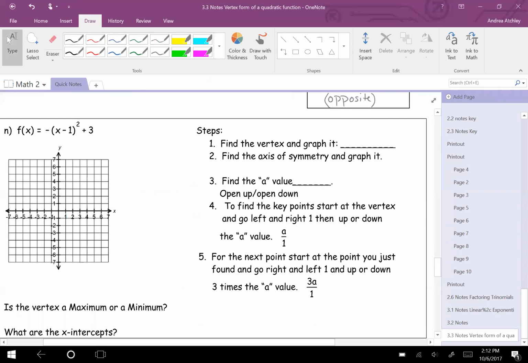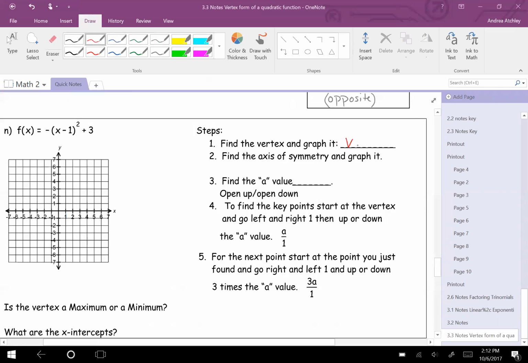Okay, so if we look at our equation here, f of x equals negative the absolute value of x minus 1, the whole thing squared, plus 3. The negative tells me it's going to face down out front. The negative 1 tells me my vertex is going to move to the right 1. And the 3 tells me that my graph is going to move up 3.